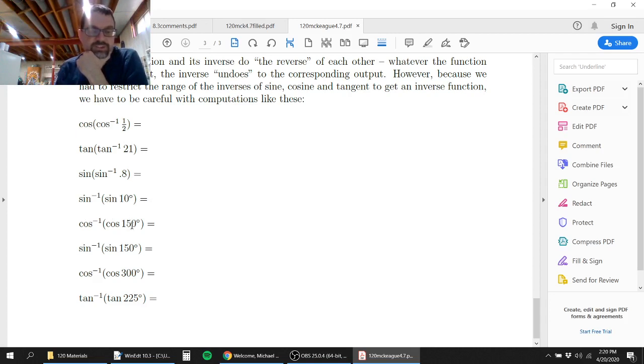Inverse cosine of the cosine of 150. Well, cosine of 150 is something, but the inverse cosine gives you the angle whose cosine is that number. And, well, that's 150 degrees. And so that's what you get.